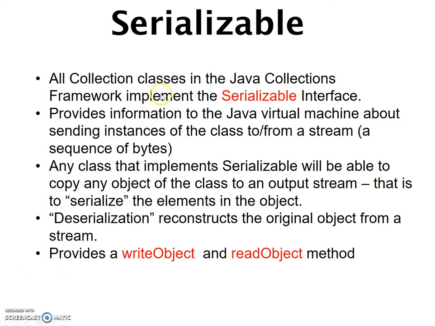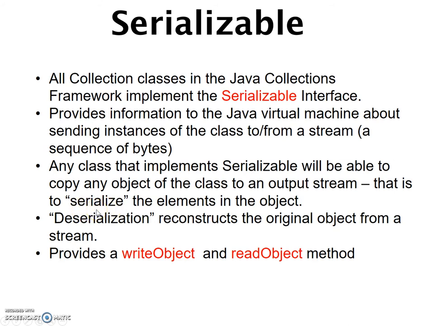All the collection classes in the Java Collections framework implement the Serializable interface automatically, which basically just tells the Java virtual machine how to take an object of this class and form it into a stream, or how to read from this stream and reconstitute it back into an object of that class. So any class that implements Serializable will be able to take an object and copy it to an output stream, which is actually what serialize stands for.